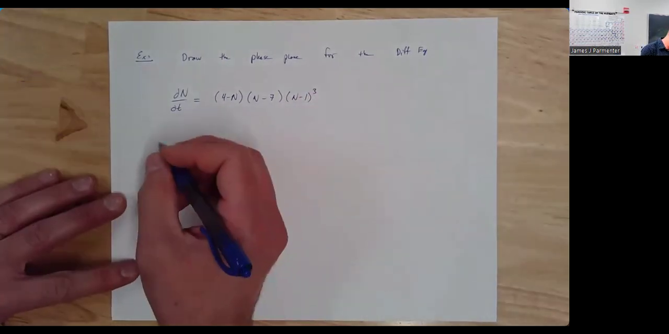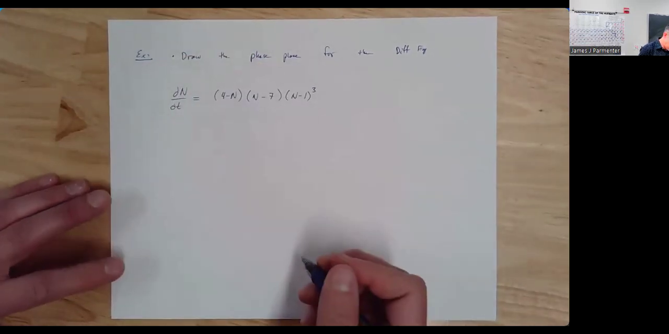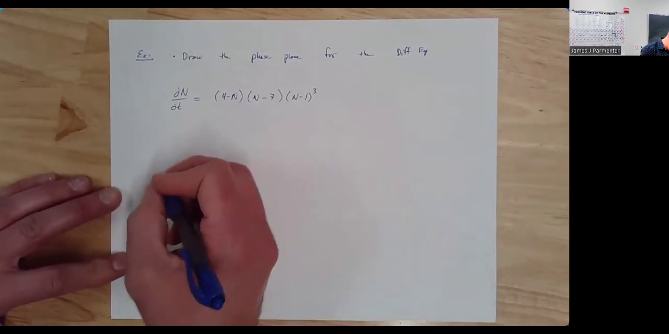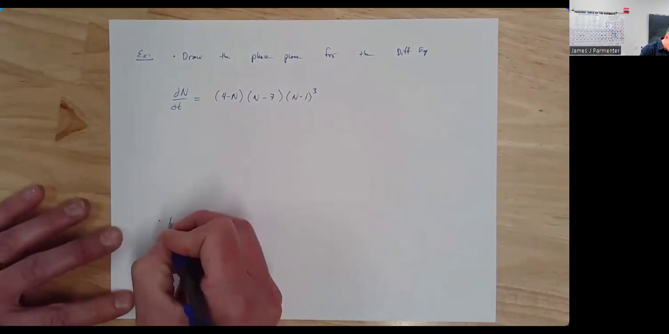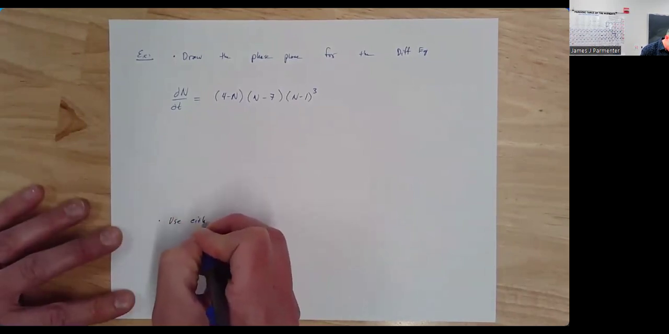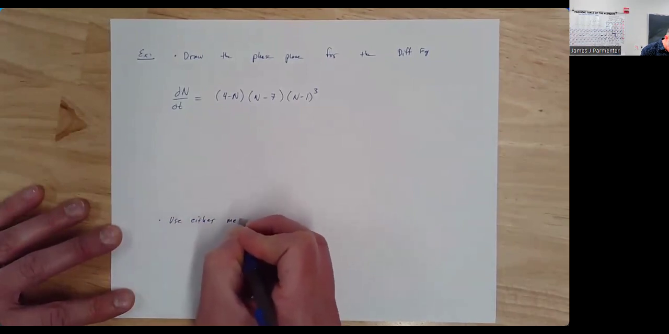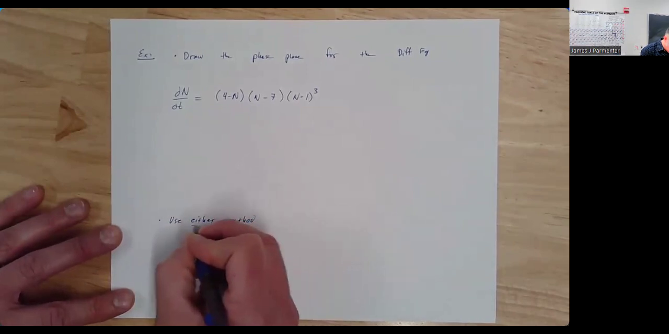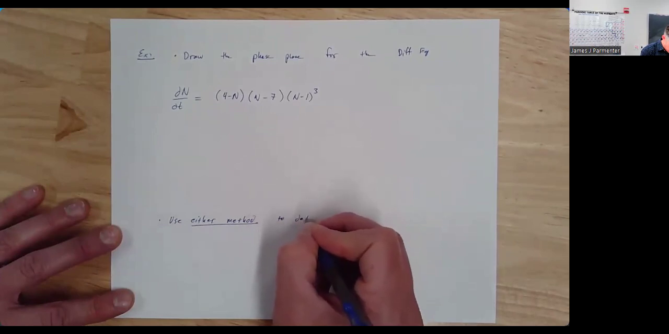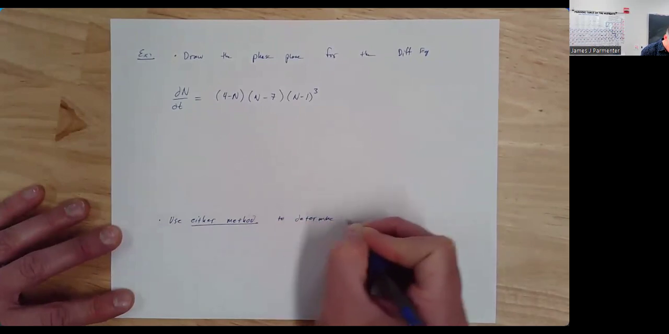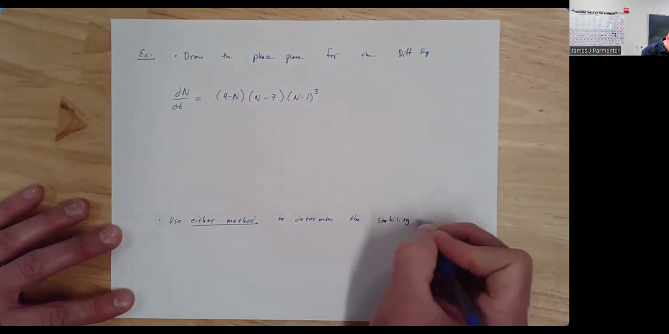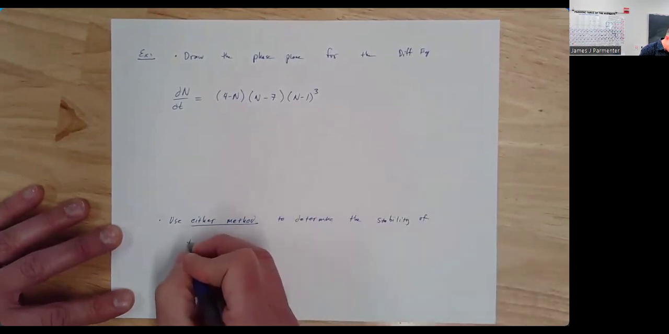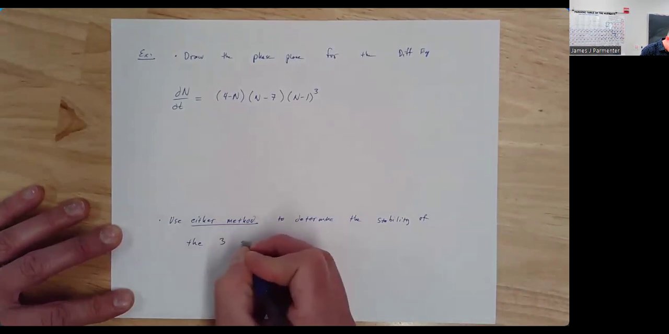And then use whatever method you like to determine stability. Use either method, although since you're graphing it already, you might as well use the graphical method. Determine the stability of the 3 equilibria. Yes, there are 3 equilibria.